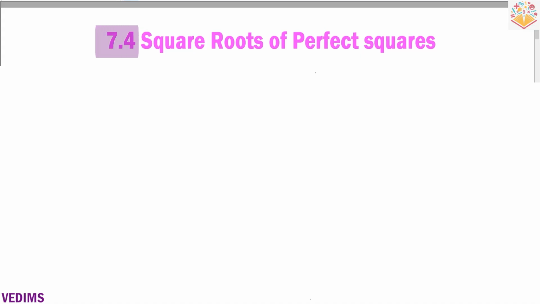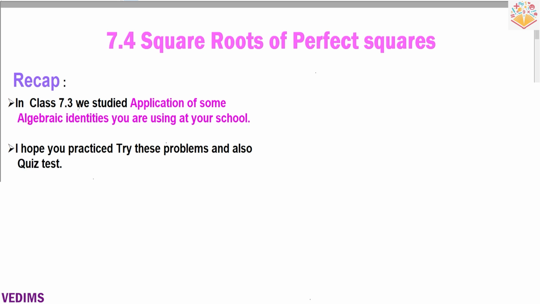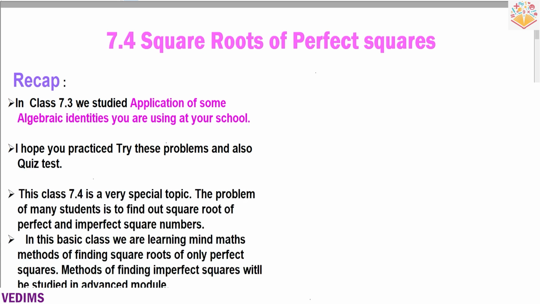Today, I am with 7.4 Finding Square Roots of Perfect Squares. Recap. In class 7.3, we studied application of some algebraic identities you are using at your school. I hope you practice and try these problems and also the quiz test. This class 7.4 is a very special topic.